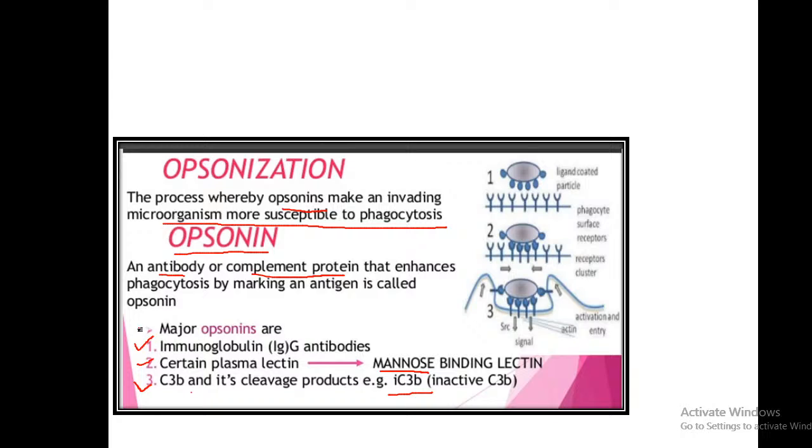Any of these opsonins will go and coat the outside of the incoming antigen and prepare the antigen for quick phagocytosis by the macrophage. That is what is known as opsonization. Opsonization is the process in which the opsonin prepares the microorganism to be susceptible to phagocytosis. And different types of opsonins are IgG, plasma lectin, that is mannose binding lectin, and C3b, which are the common opsonins.